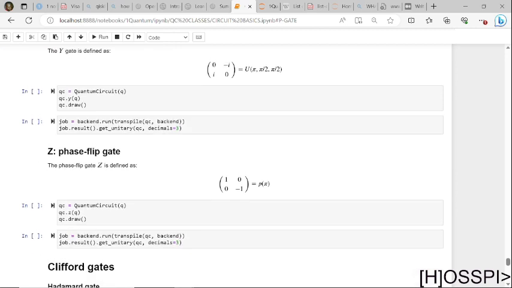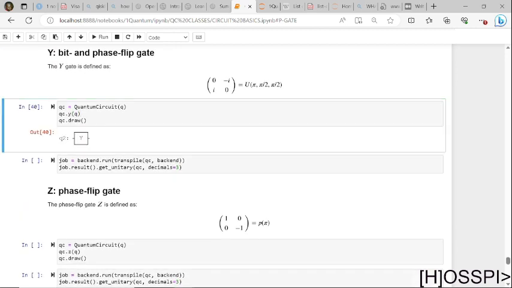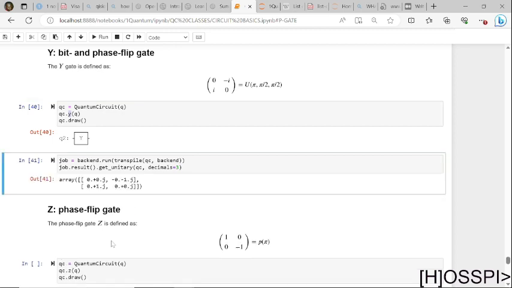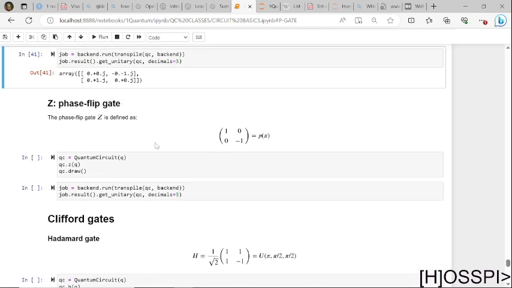In this aspect as well, this is the same code whereby you just change your gate from X to Y, where you have QC.y. You change it to Y, and it's going to give us the Y gate. Likewise, you look at the backend as well. Also, we have the Z phase flipping gate as well, which has the matrix 1 0, 0 minus 1, which is P open bracket pi.